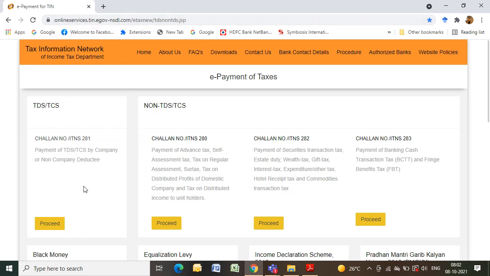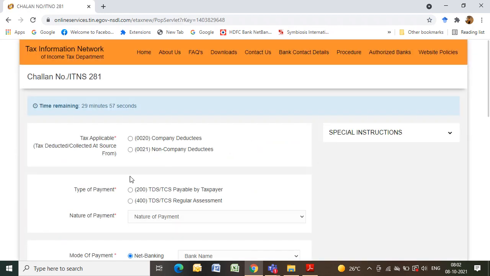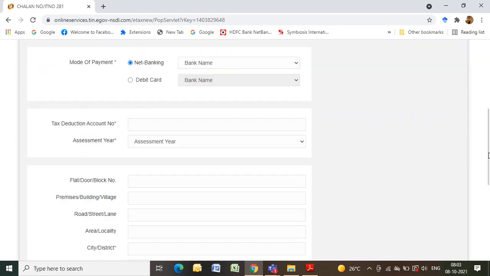Okay. So let us say I need to pay advance tax, I will generate here. I need to pay security transaction tax, I will generate here. So normally I pay TDS, so I generate here. So when I do this, I go into this proceed. Since I'm a non-company, I'm a firm, I'll say non-company here. Since this is a TDS, I will say TDS here and move on.